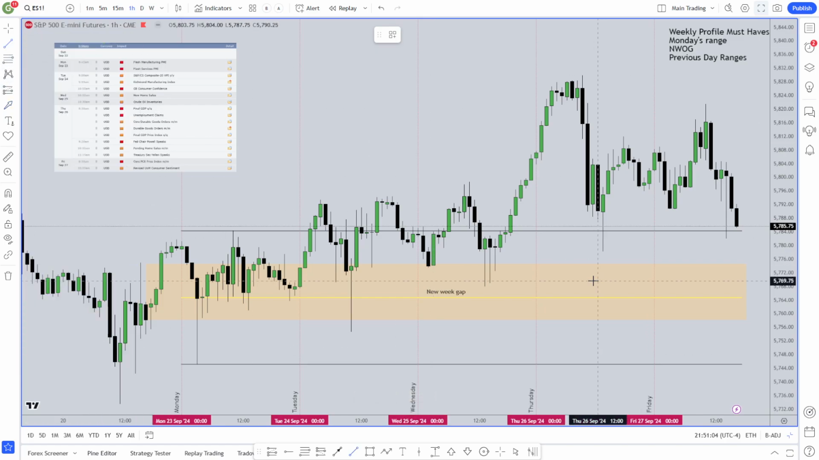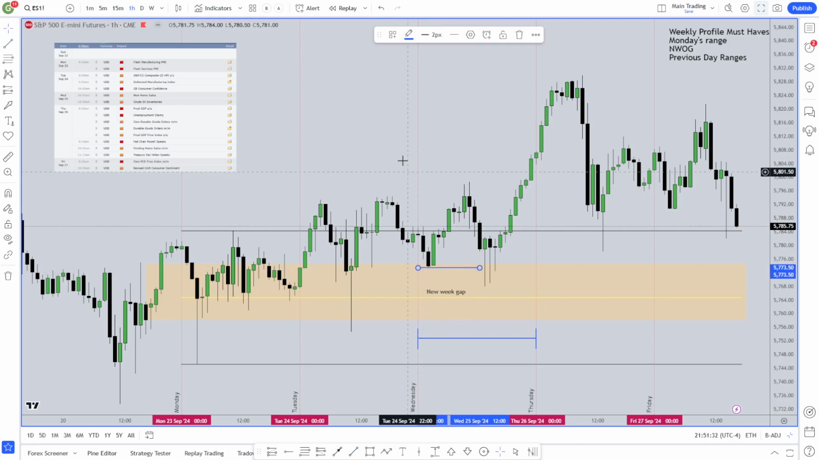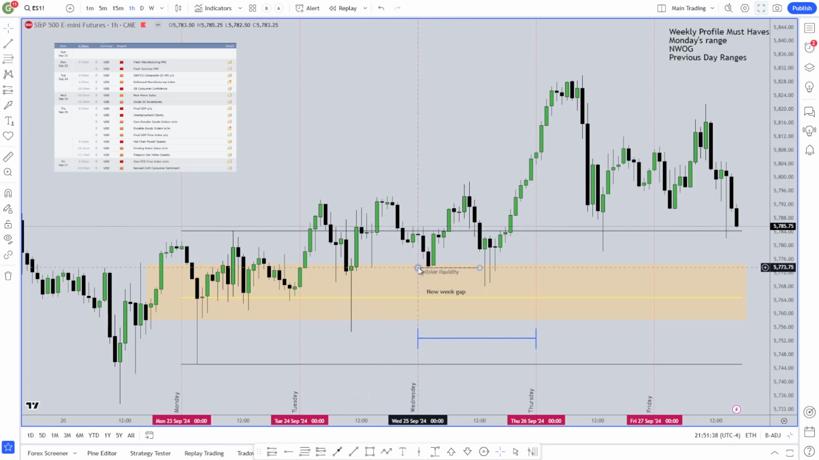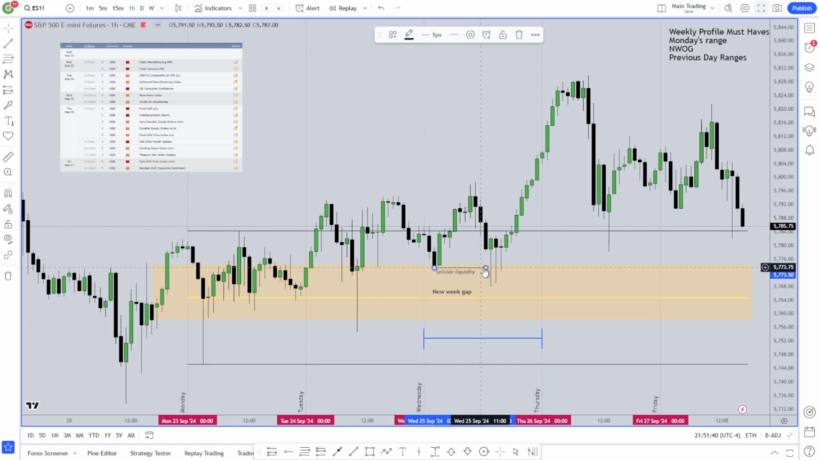So let's see how pretty we can make this look. So inside of Wednesday's price action, we would look for an internal range sweep. And the internal range sweep will be some sort of internal liquidity to then target a standard deviation off of the Monday range. So in this case, we can see that we had an internal sell side sweep here. Internal sell side sweep pulls into the new week opening gap.